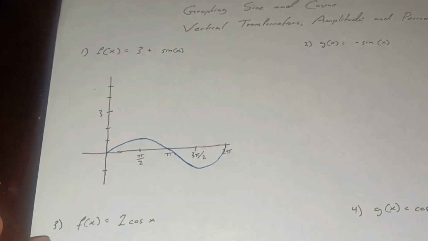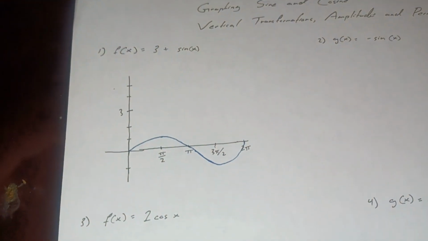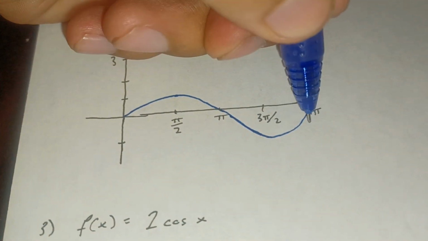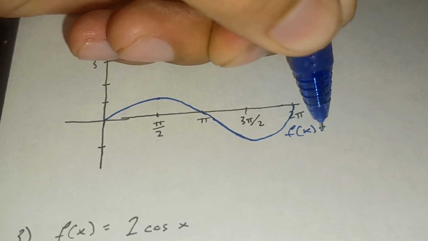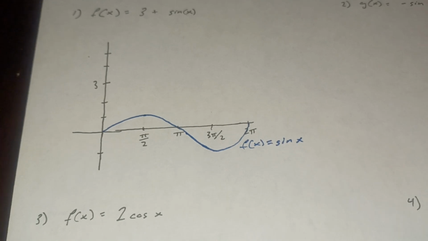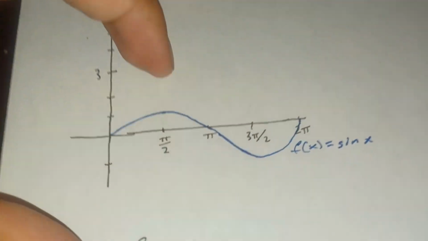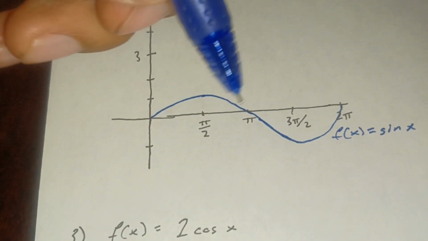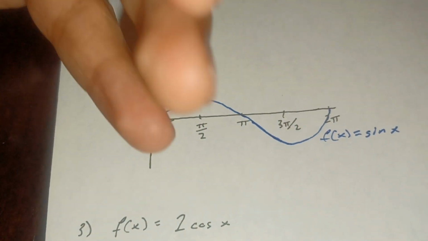So this is what your normal graph of sine of x is going to look like. This is just f of x equals sine of x in blue. This is your normal one. As you can see, this is our function without any transformations, anything done to it.